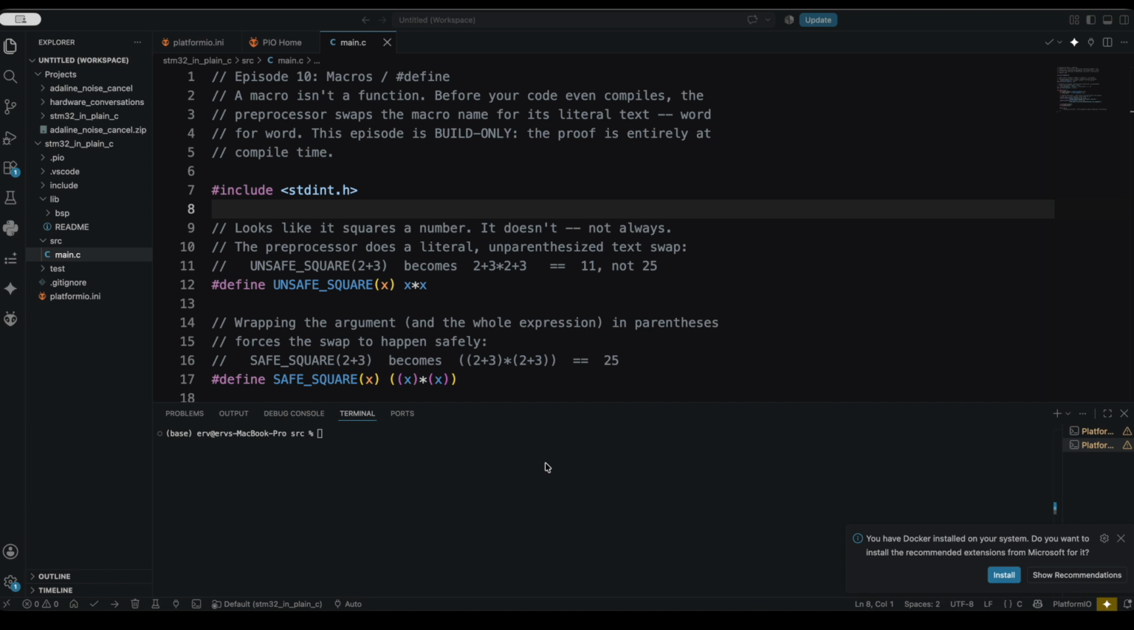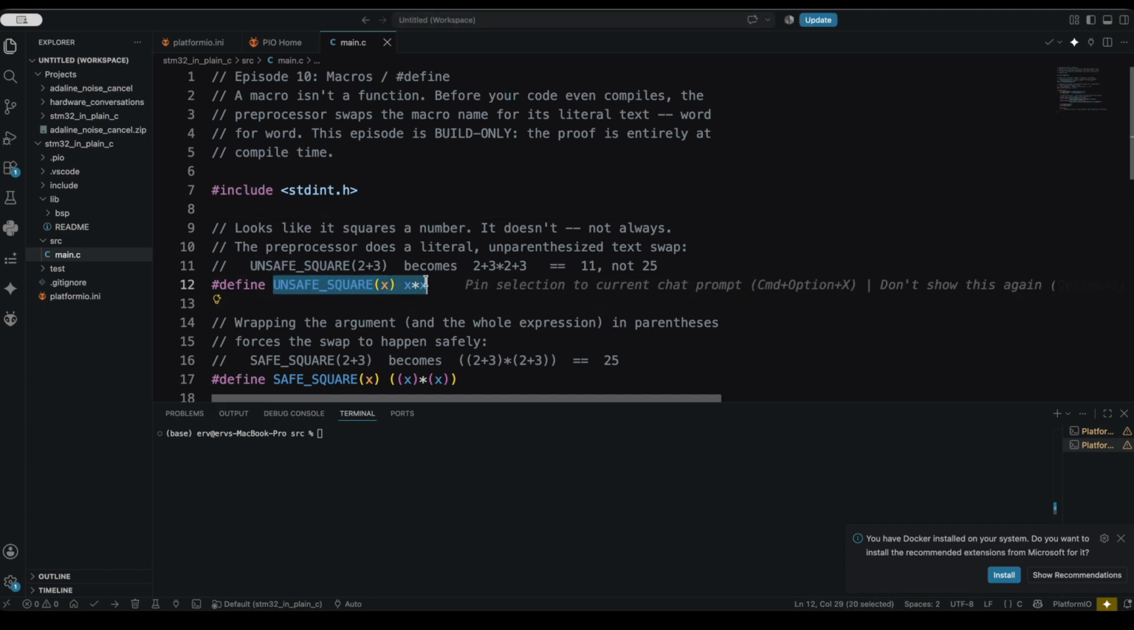Quick question. What does square 2 plus 3 equal? If you say 25, you're about to see why that's not always true in C. Here's a macro. It looks exactly like a function, square. Takes an x, seems to square it. A macro isn't a function.